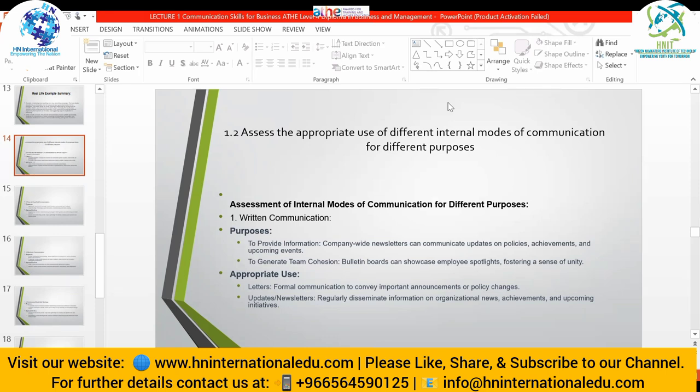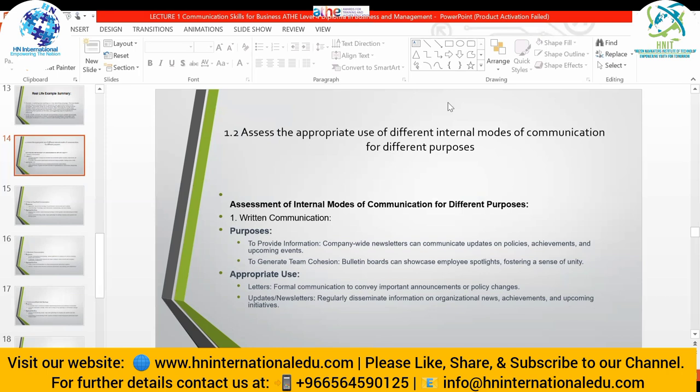Appropriate use, how can we use that? Letters: formal communication to convey important announcements or policy changes. We should use the newsletters or the letters only when we have to convey something important and necessary to the people. Why waste money on the letters?